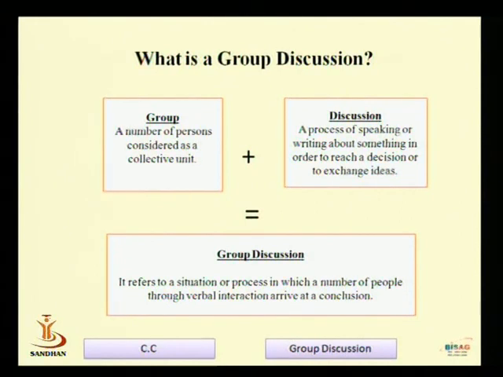And discussion is a kind of process of speaking or writing to come to a decision or to arrive at a decision. Now students, if we know what is group and what is discussion, we can deduce that group discussion is a situation or a process in which a number of people, through verbal or written communication, arrive at a decision. Now this is very important. If you don't come to a conclusion or a decision, then group discussion doesn't make any sense. So group discussion is important because you want to come to a conclusion or a decision. If you don't come to a conclusion, it won't make sense.